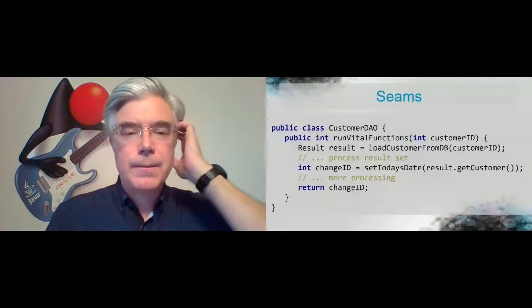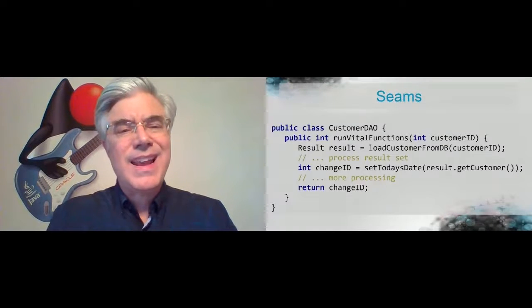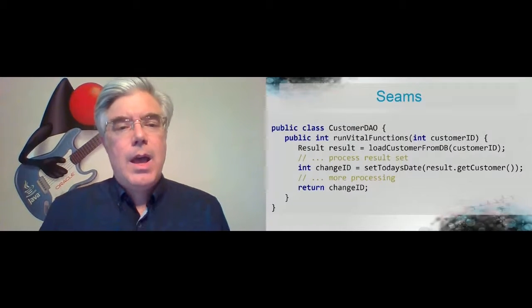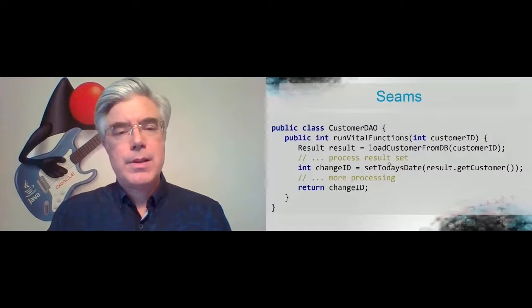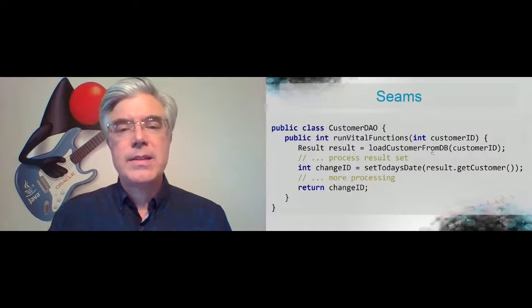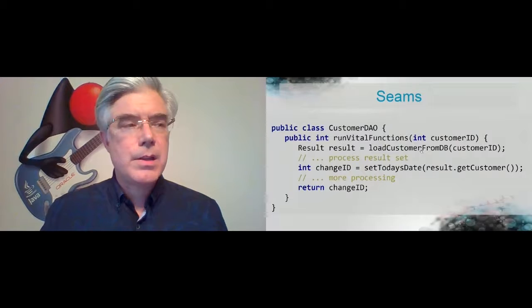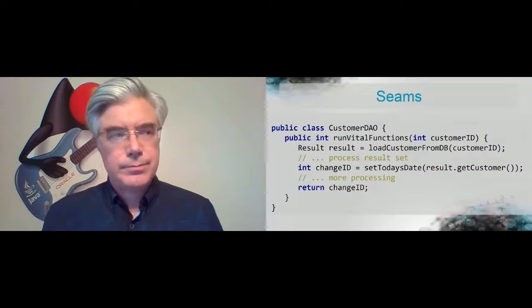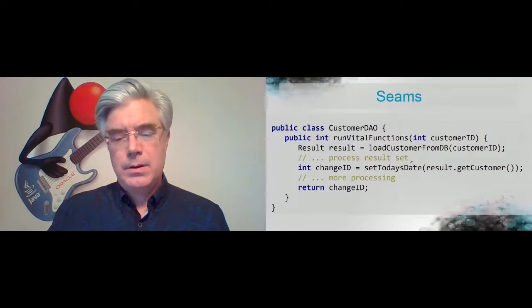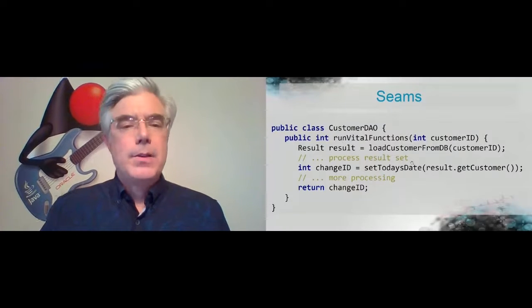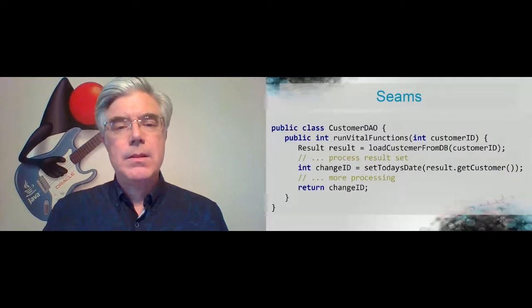Okay, so you've got this data access object, customer DAO, and it runs some vital functions. It loads the customer from the database, processes the result set, sets today's date, and it does some more processing. Okay, so you can see that loading the customer from the database is going to be hard to test, and setting today's date is going to be hard to test consistently. So let's go ahead and create a seam. We'll peel the top part off, okay? We want to peel this load customer from the database function out.